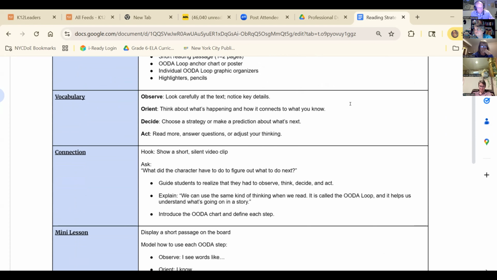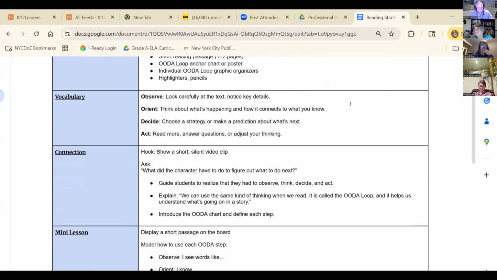You would tell them when they observe, they look carefully at the text and notice key details. When they orient, they think about what's happening and how it connects to what they know. Decide, they choose a reading strategy, or they can make a prediction about what's going to happen next. And then act, where they can read more, answer questions, or adjust their thinking.